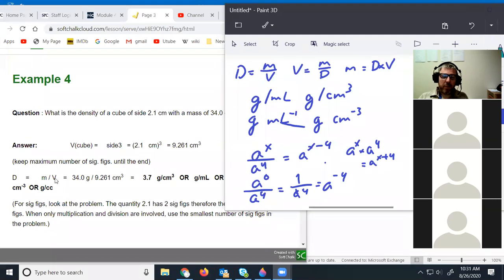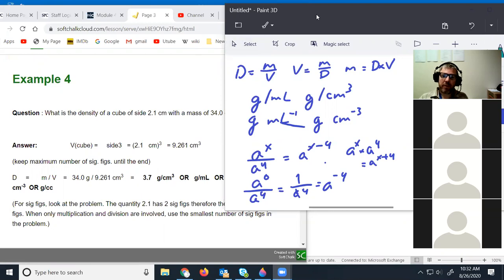But if we're dealing with centimeters, it makes more sense to do grams per cubic centimeter rather than grams per mil, even though they're the same thing. Because what we're doing is we're cubing the centimeters as well. It's 2.1 centimeters times 2.1 centimeters times 2.1 centimeters. So the centimeters all get multiplied together as well, and that's where we get cm3 as the unit.